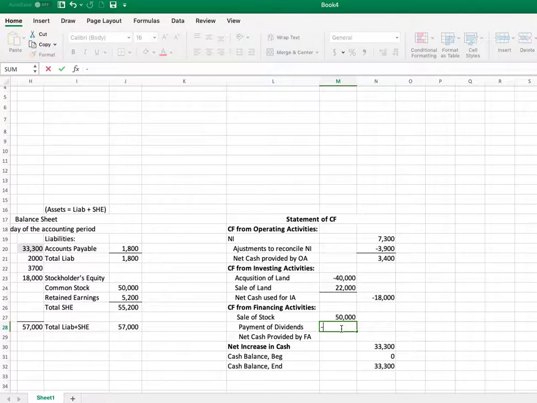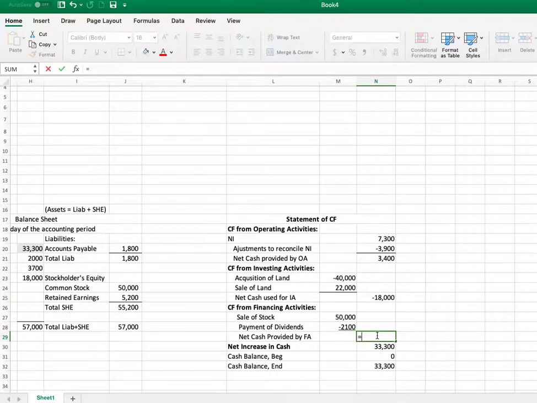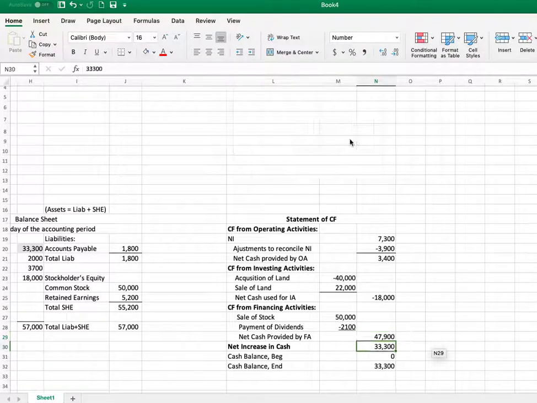And so dividends paid are $2,100, and that is an outflow of cash. It came out of our pocket. So I'm going to make that a negative number. And then we will calculate the net of those two numbers, which is the difference between those two numbers. So we'll say a positive inflow of $50,000 plus an outflow of $2,100 is $47,900.